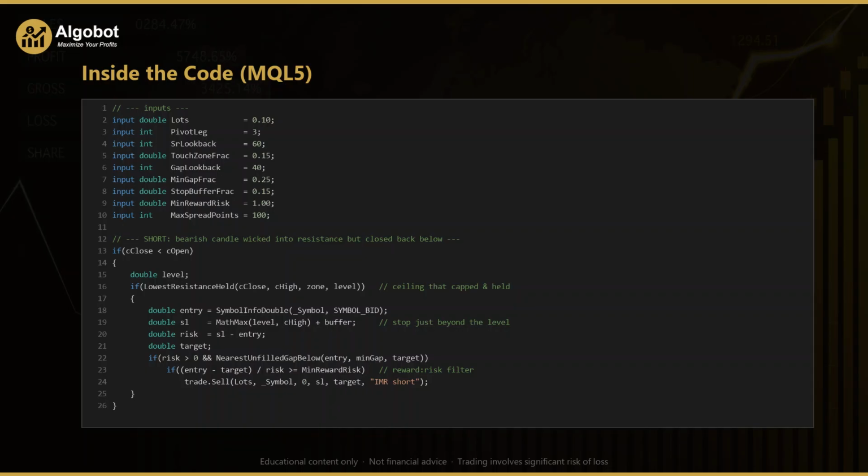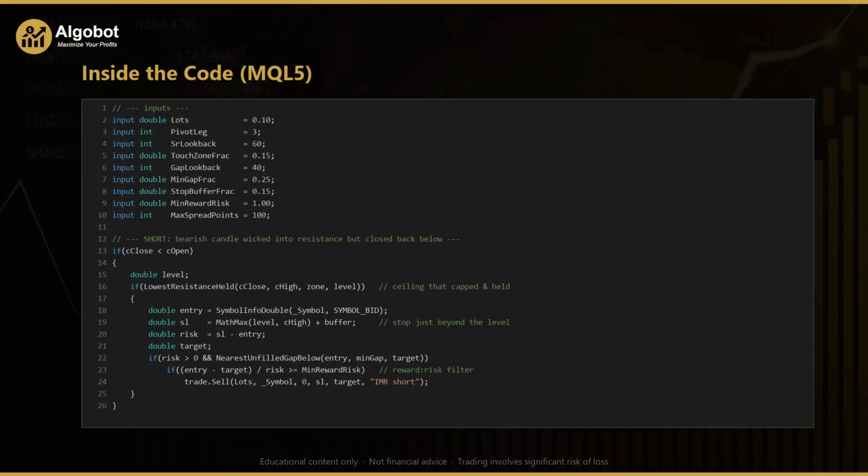Touch zone frac sets how close the wick must come to a level to count as a touch, expressed as a fraction of the average candle range. GapLookback is how far back the strategy hunts for an unfilled gap, and MinGapFrac filters out tiny noise gaps. Stop buffer frac pads the stop beyond the level. MinRewardRisk is the gatekeeper. The setup is skipped unless the target is at least that many times the risk. And MaxSpreadPoints blocks trades when the spread is too wide.